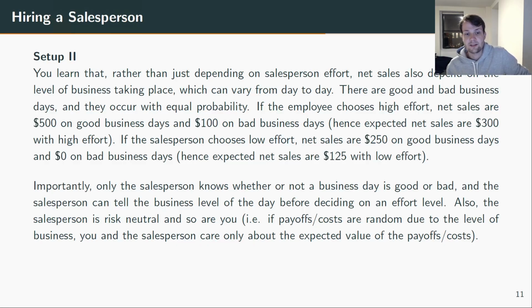Important here is that the salesperson is going to know whether a day is good or bad when they show up in the morning, right? They can look out the window and see whether the weather is good or bad, or whatever thing they know that we don't. So now we have information asymmetry. They know something that we do not know. We're going to assume they're risk neutral, so they only care about the expected payoff. That's something that makes things easier.